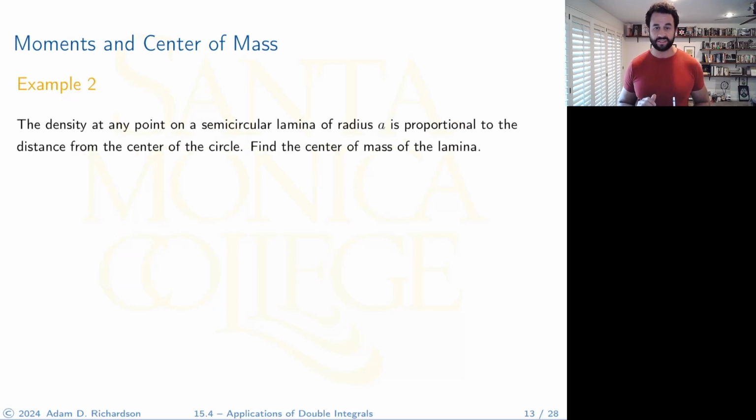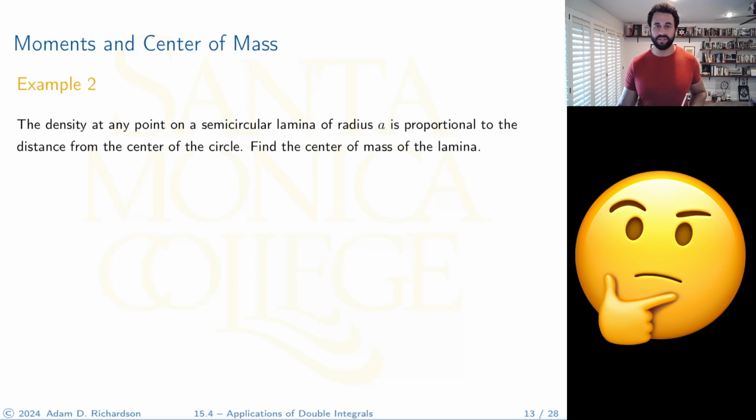Okay, now let's practice. And this is one that I do want you to try on your own first. So let's say that the density at any point on a semicircular lamina of radius a is proportional to the distance from the center of the circle. Find the center of mass of that region, that lamina. All right, so first thing is think about it for a minute. Maybe just read it in your head a couple of times.